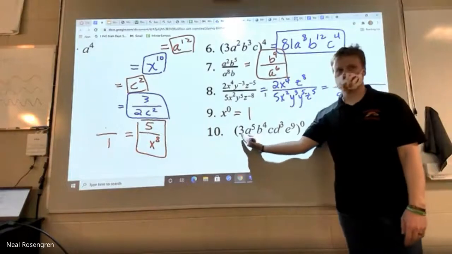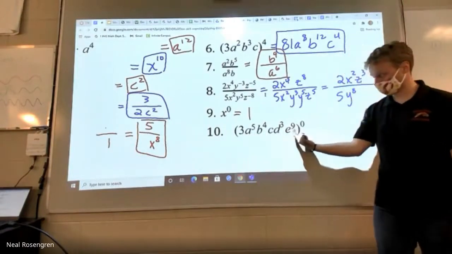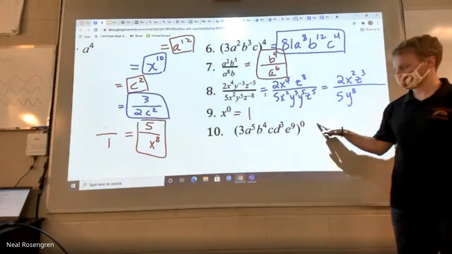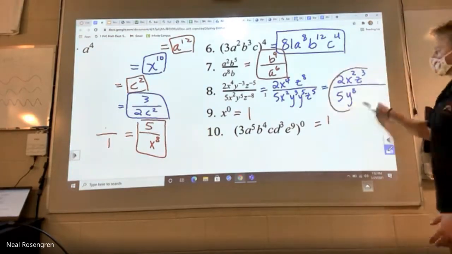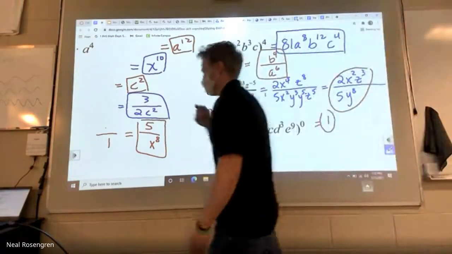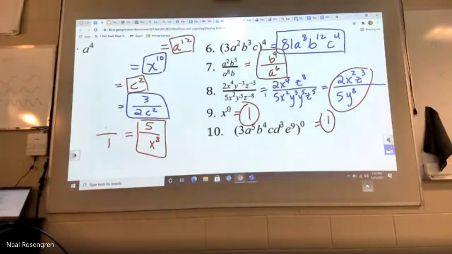So what's anything to the 0 power? Anything to the 0 power is 1. So circle that, box it up, 1. 9 and 10 are both just 1. Variables, numbers, all of them are gone. The only thing I have left is 1.